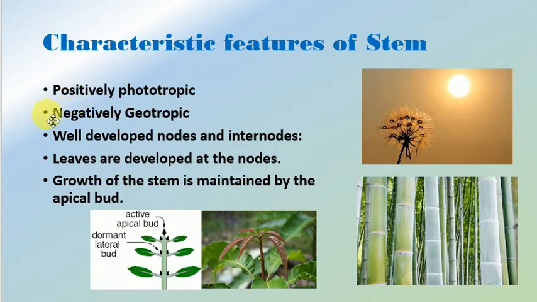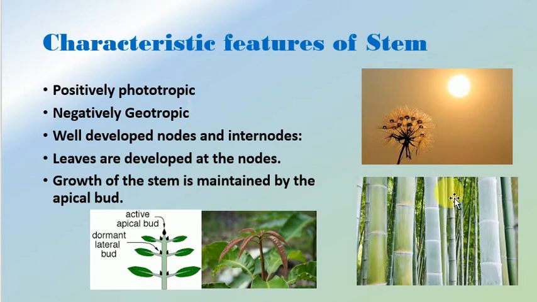Second, stem is negatively geotropic. Now, what is the meaning of negative geotropism? Negative geotropism means against the direction of gravity. So, all the shoot system grows against gravity, and that is why they are negatively geotropic.